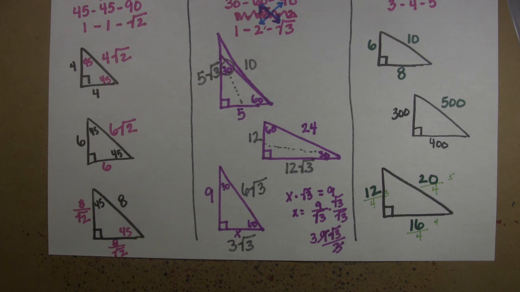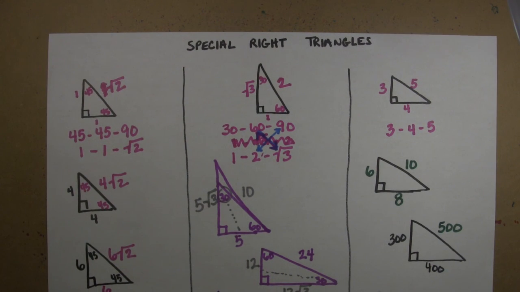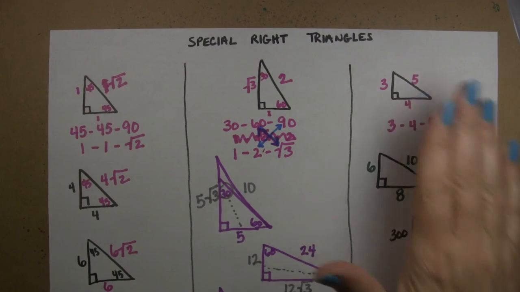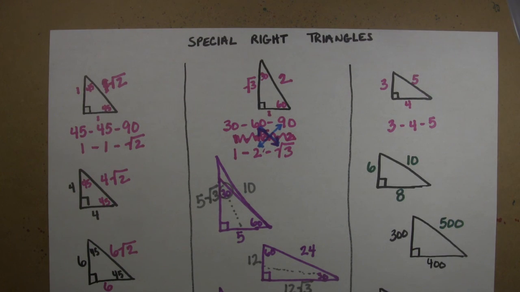All right, so those are your 3 special right triangles. 45, 45, 90, 30, 60, 90, and 3, 4, 5. Get used to looking for those because it'll save you a lot of time and trouble.